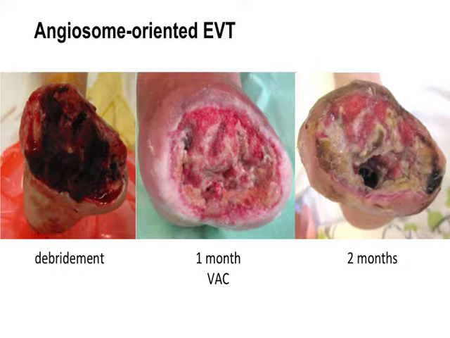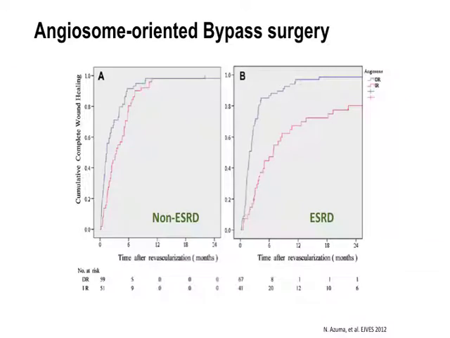However, 2 months later, you can see the difference in the result between the dorsal side and the plantar side. Although the patient received the bypass surgery, the result is different. This patient is a dialysis patient. If this were a non-dialysis patient, the result would maybe be different. But the aneurysm concept is also important for the dialysis patient.